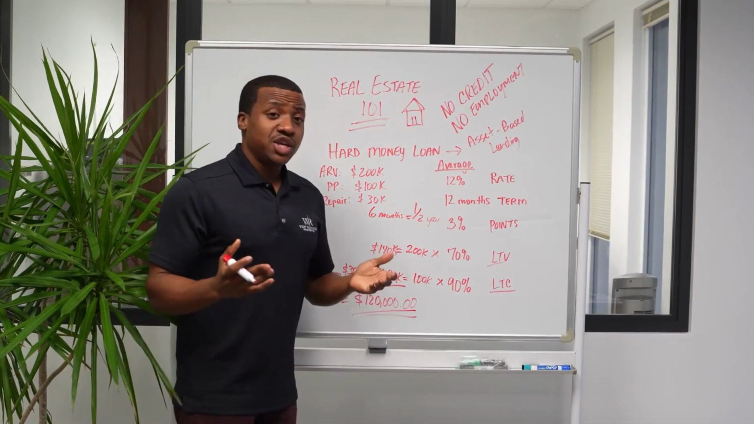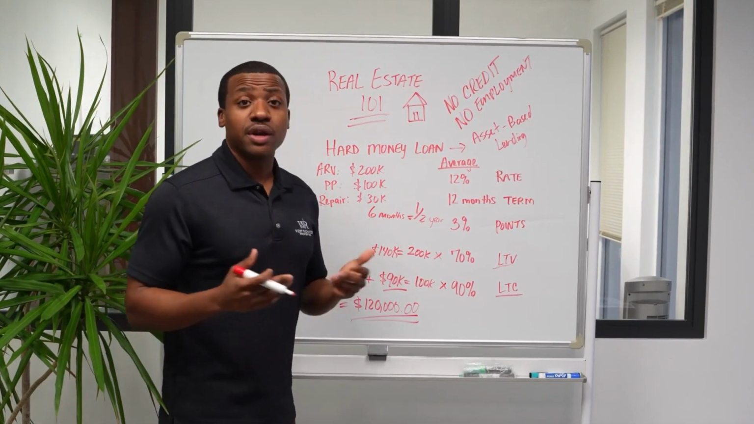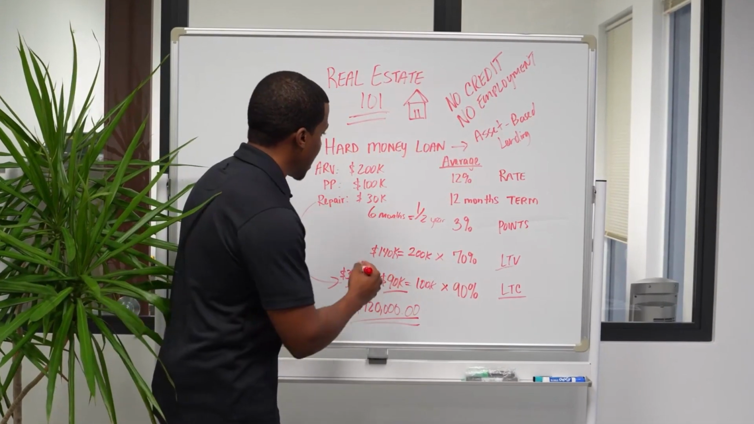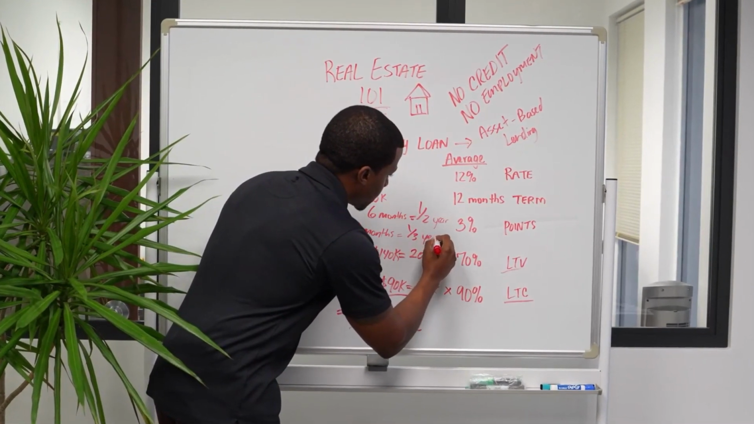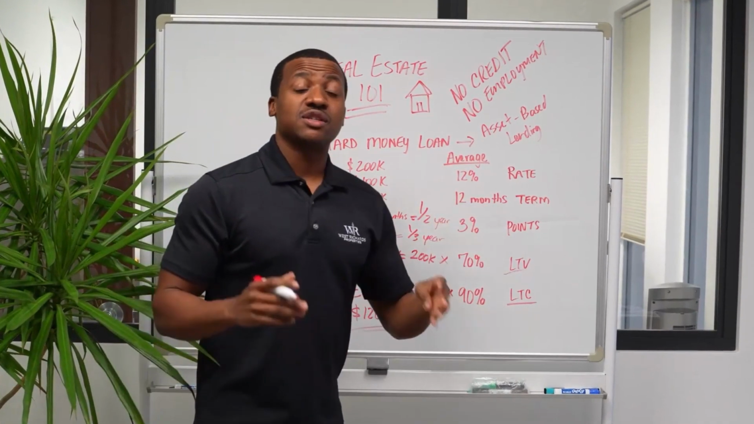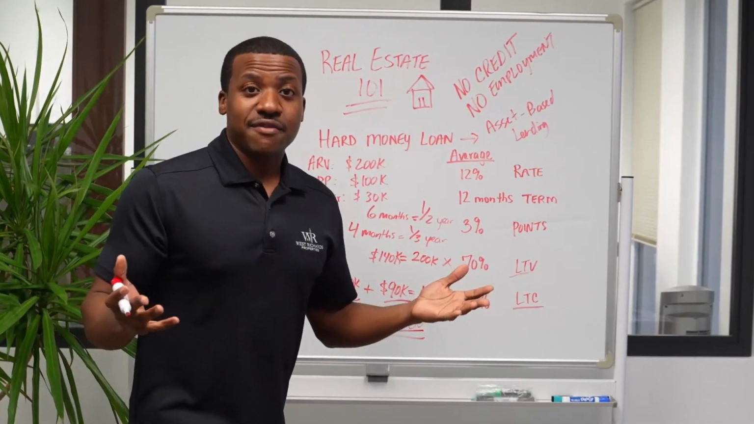So let's just say you get really good and now your flips are only taking 3 to 4 months. Let's just say 4 months on the high end. 4 months equals 1/3 of a year. 1/3 of 12% is 4%. Now this money is only costing you 4%. You can't even get that from a bank right now, right?